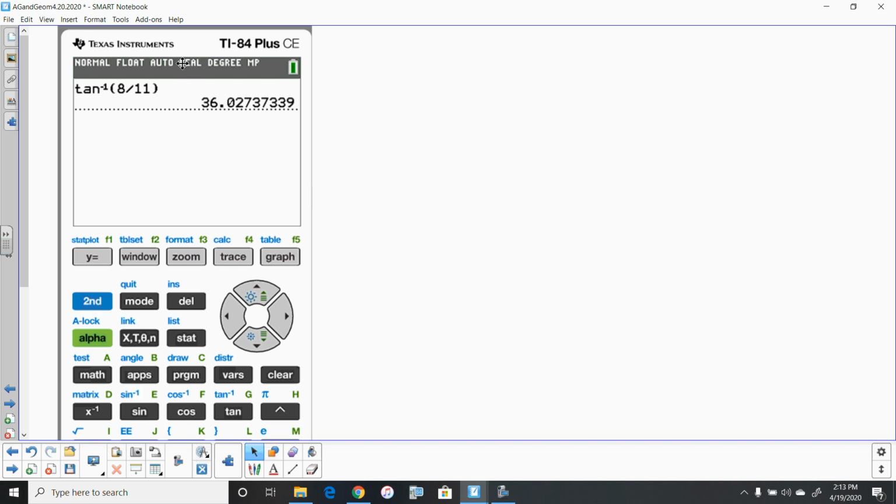Again, make sure that calculator is in degree mode, okay? Otherwise, it'll give you something very strange looking. Just so you know, if you get a small decimal or negative numbers, that's often a sign that you're in the wrong mode, just as a heads up there. But we should get 36.03 degrees.